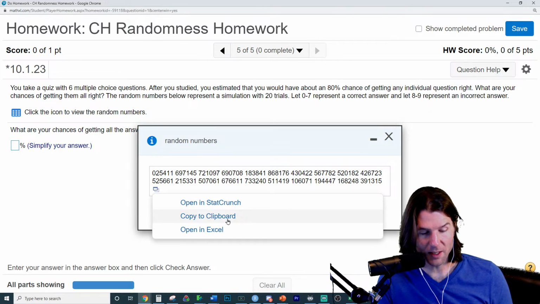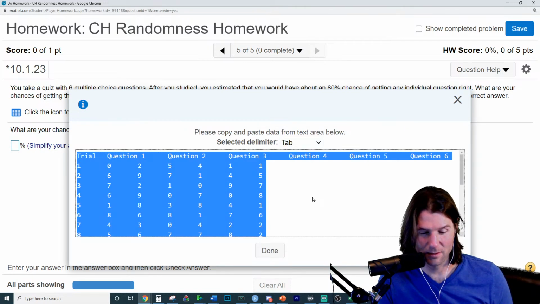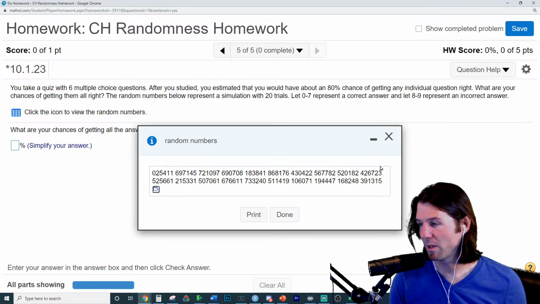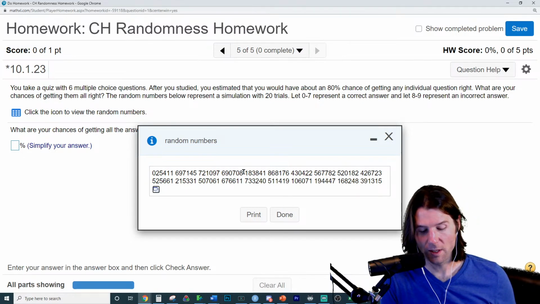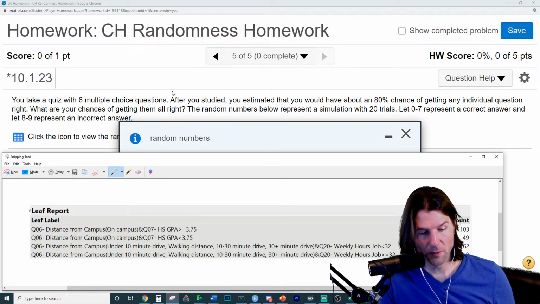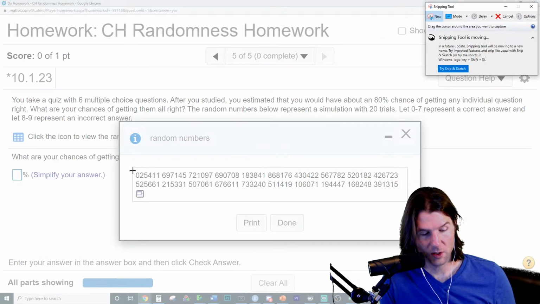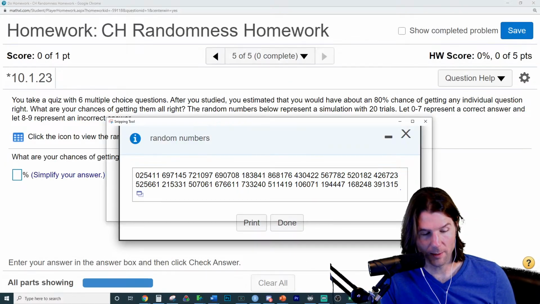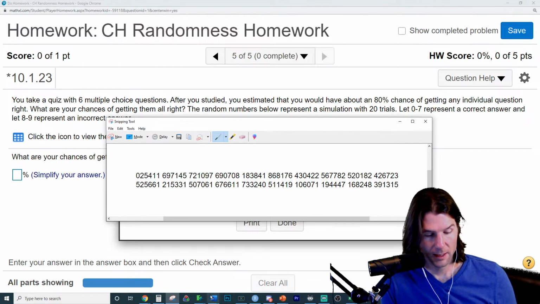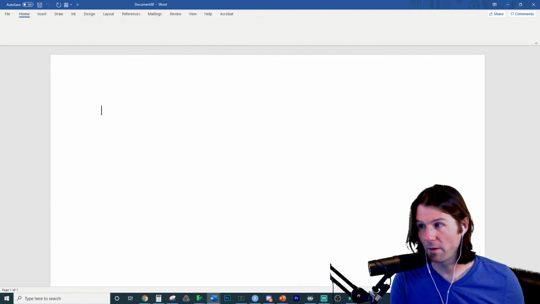I think, can we copy these? Oh my gosh. Maybe you want to copy them that way. So with this question right here, I'm gonna make this a little bigger, and I'm gonna go here and copy this. However you want to copy them, perfect. Now we're gonna bring it over to Microsoft Word, and we're gonna work on this problem.